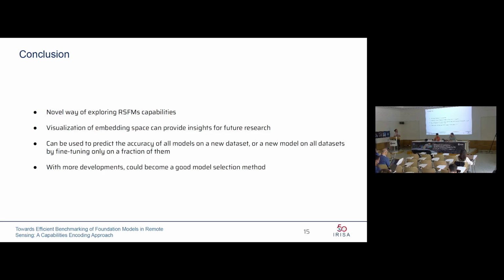And more importantly, it can be used to predict the accuracy of all models on a new dataset given, or the accuracy of a new model on all the datasets that are available by fine-tuning it only on a fraction of them. And so with more developments, this could become a good model selection method if, for example, we only have to fine-tune the model on 2 or 3 datasets, and then we have the results for all the datasets in the literature. It will be very interesting.